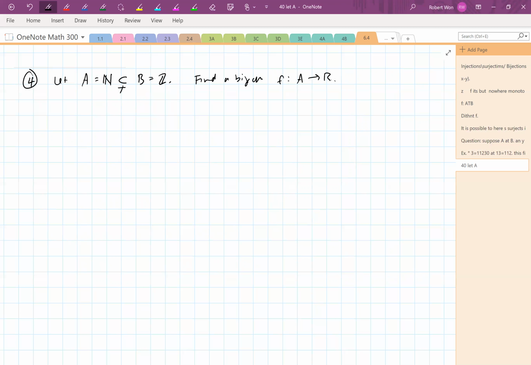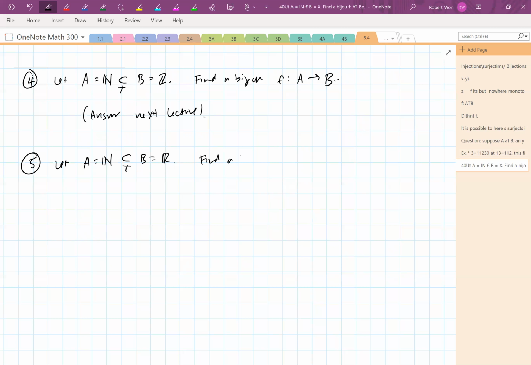So actually what I'll do is I'll ask you to do this between now and the next lecture. So at the start of the next lecture, I'll write down some possible bijections here. So answer next lecture. You should actually try to come up with a bijection before then. And then my last thing is let A be the natural numbers and B be the real numbers. Find a bijection f from A to B.